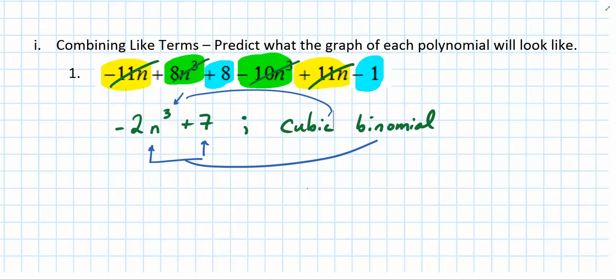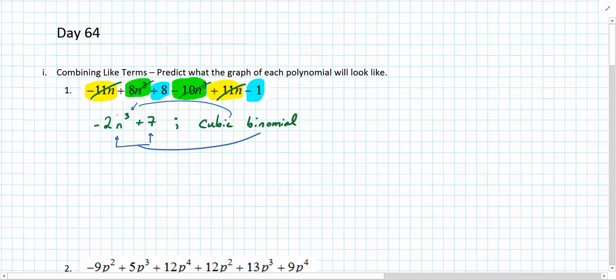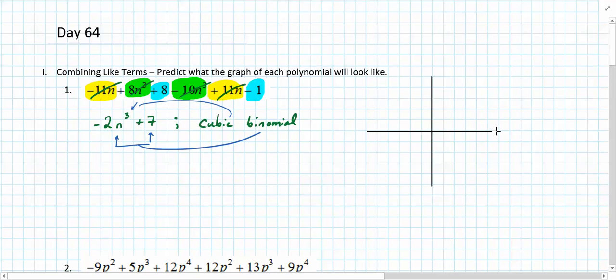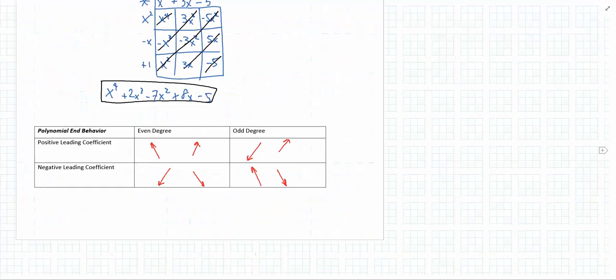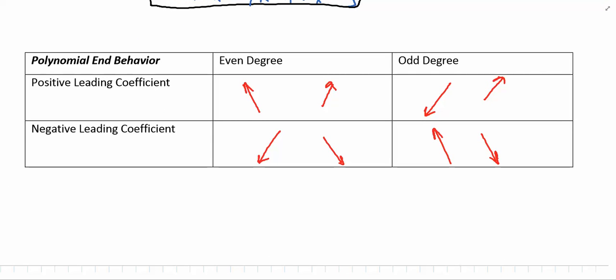Now, to make a guess or predict what the graph might look like, remember all that we need to concern ourselves with is this leading term, the term with the largest exponent, or the term that contains the degree of the problem. And so if we were to predict the shape, we should remember our rules from last week. And if you need to go back and look at the notes, you can do so. We most recently discussed them on day 62. This is the chart that we wrote for polynomial end behavior on day 62.